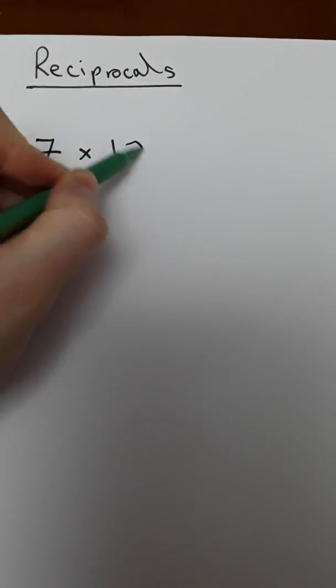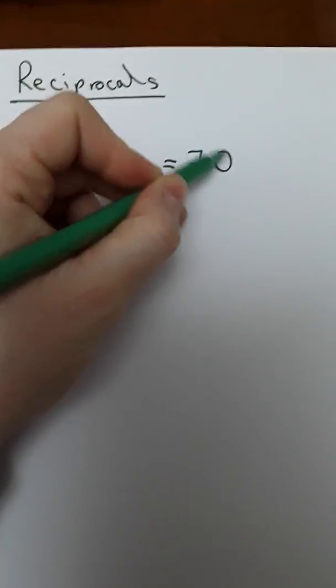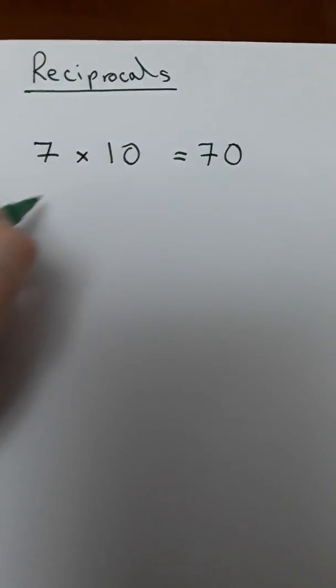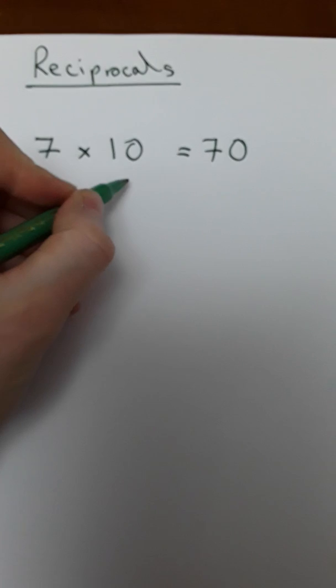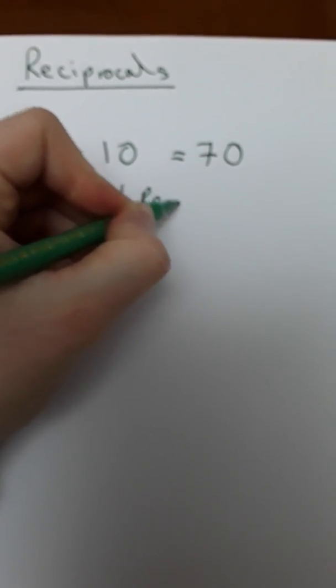So here's something they might ask you for in an exam, the reciprocal of a number. Now, this is basically just saying the opposite of a number. So for instance, if I had 7 times 10, that would give me 70. But if I had 7 times the reciprocal of 10, that would be the opposite outcome.